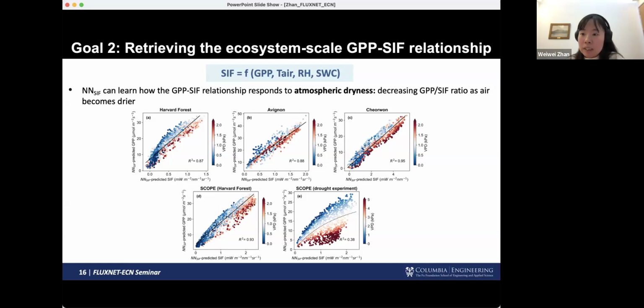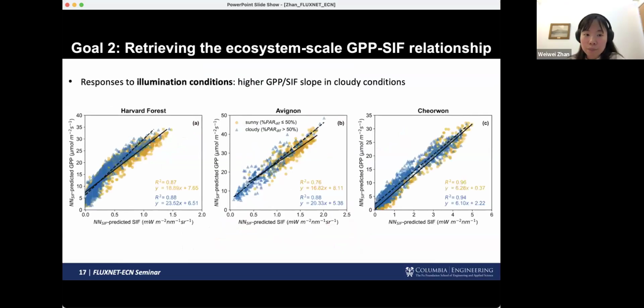But in the meantime, the SIF yield is more insensitive to the stomatal behaviors. So it shows a more moderate change for SIF to air dryness. And this is the reason why the ratio becomes smaller under drier conditions. And here our model results show that it can learn this dependence based on a data-driven approach.